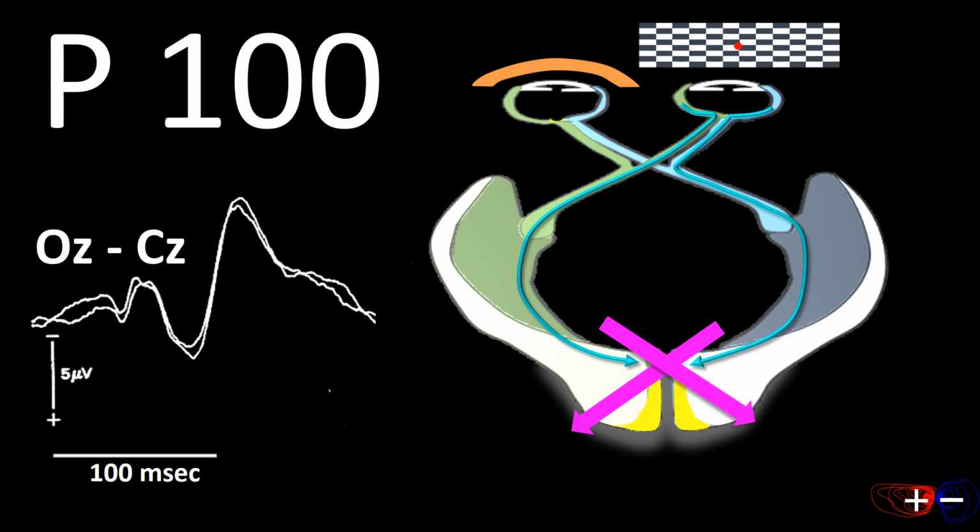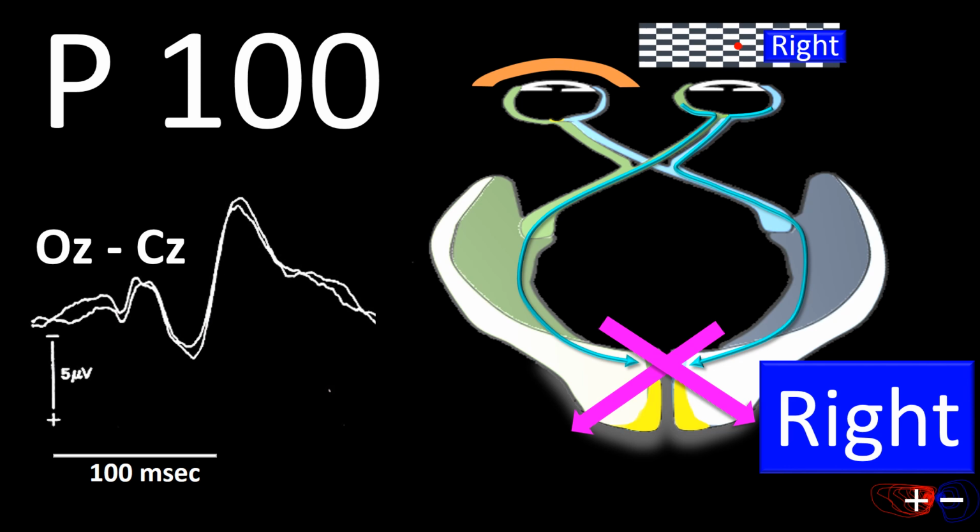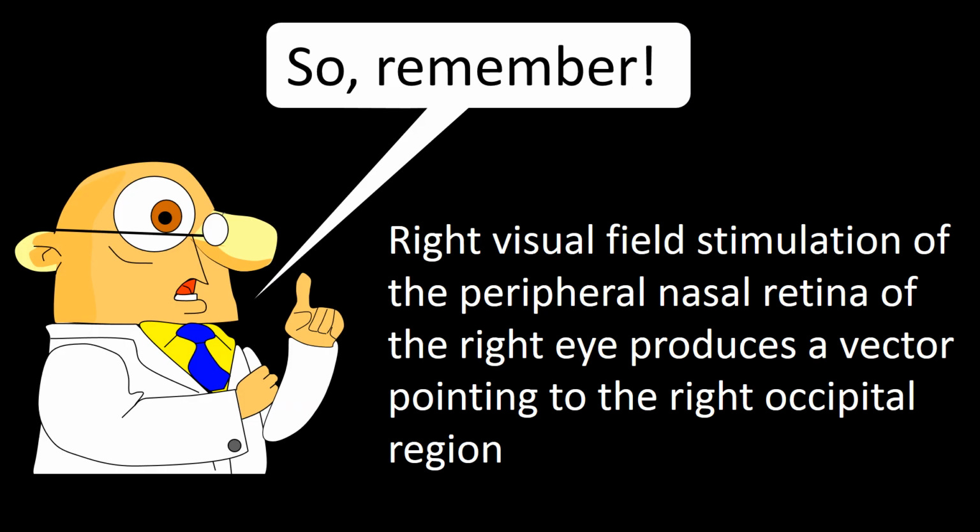This activation leads to a field with a vector pointing to the right parietal occipital region. So the vector points to the same side as the stimulating segment of the visual field or the board. So remember, right visual field stimulation of the peripheral nasal retina of the right eye produces a vector pointing to the right parietal occipital region.